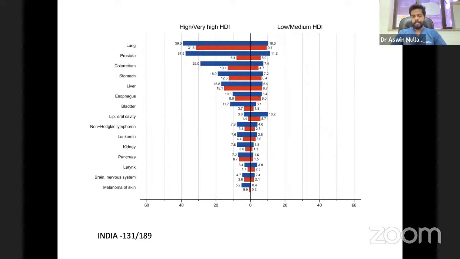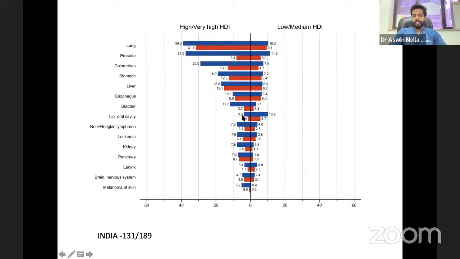So in such low and medium HDI countries, lip and oral cavity accounts for more, like 10.2%. This is the incidence of the cancer. Then you can see the red graph. Blue indicates incidence, and red indicates the mortality rate. So the mortality rate is also comparatively high along with the incidence rates.